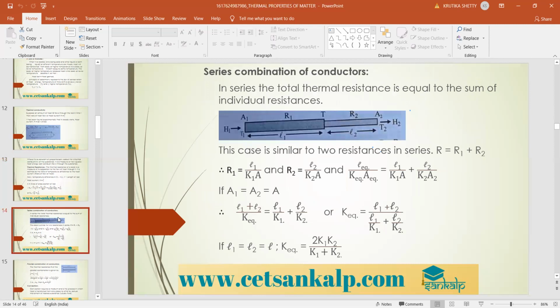Then suppose two conductors are connected in series. Here what is the formula? The equivalent thermal conductivity K of these two which are connected in series is given by 2 K1 K2 divided by K1 plus K2. So this is the formula when the conductors are connected in series.